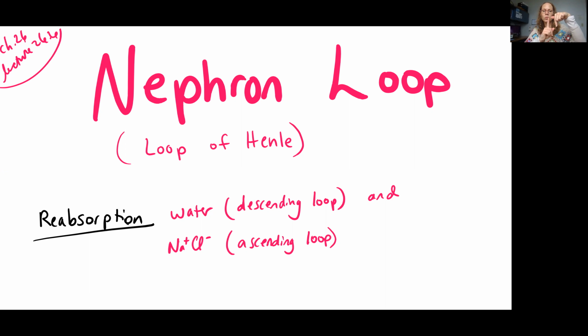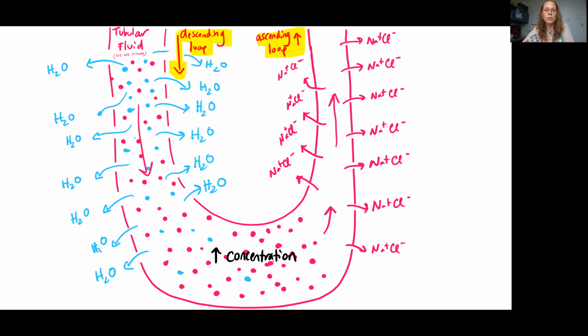When we are moving up the ascending loop, we will see that this limb is going to be permeable to sodium chloride and not water. So because you have super concentrated your sodium chloride at the base of the loop of Henle, as it moves up the ascending limb, we will see that sodium chloride is going to move with its concentration gradient from high to low. Now notice that you have opposite movement as we're looking at this limb.